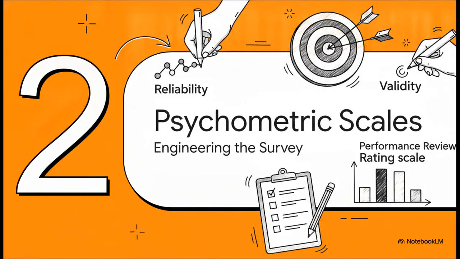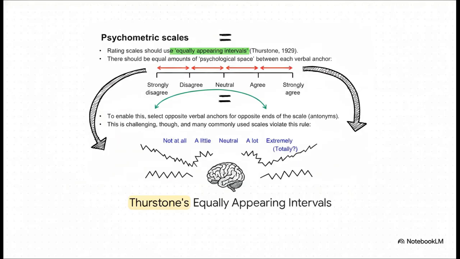All right, let's move into Section 2, building psychometric scales. So now that we know we need reliability and validity, how do they actually engineer those rating scales that show up on your performance review? Well, to build a valid survey, you really have to understand something called psychological space. This is a concept pioneered by Thurstone way back in 1929.